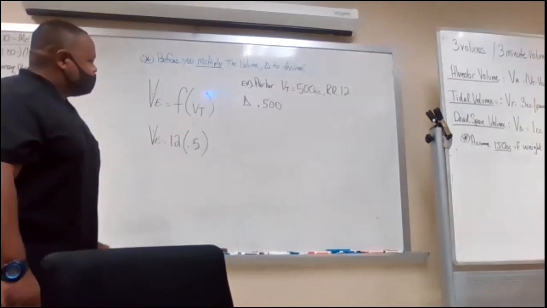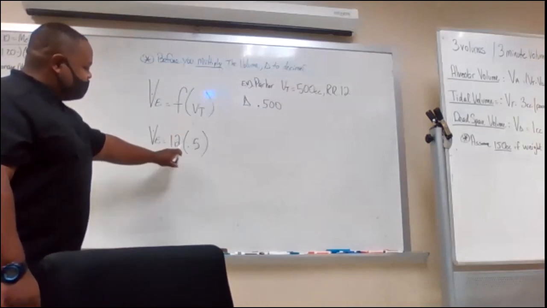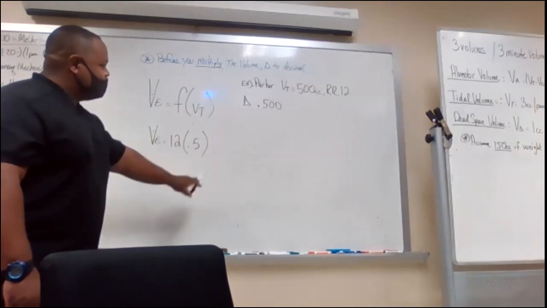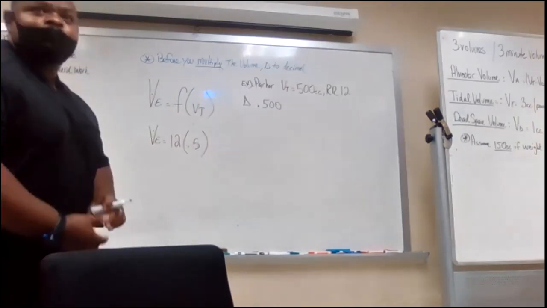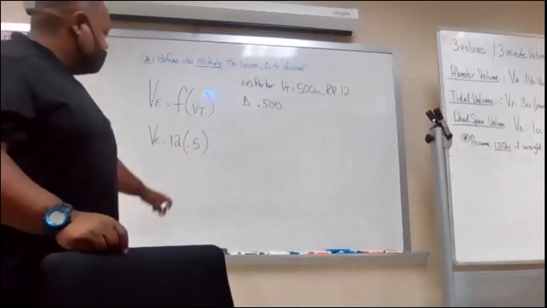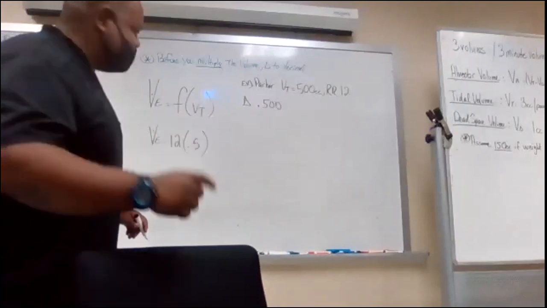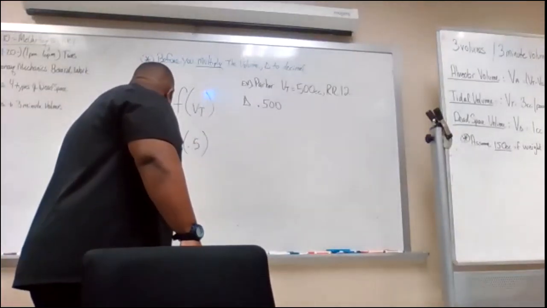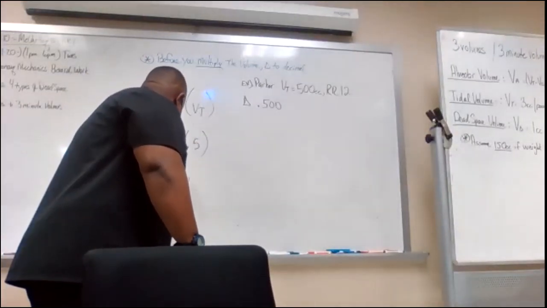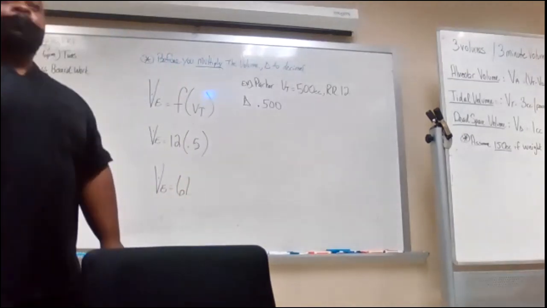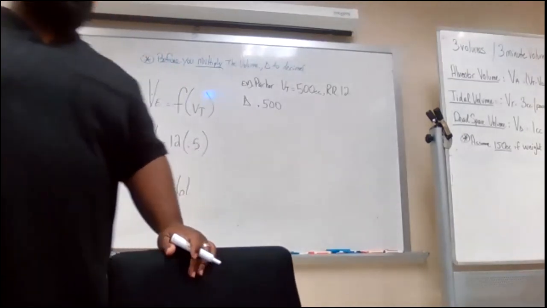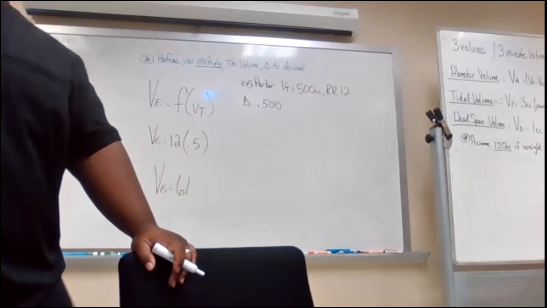Frequency is the respiratory rate. Breathing 12 times a minute at 500 milliliters, or 0.5 liters. So 12 times 0.5 is what? 6. So the answer is a minute ventilation of 6 liters. If not, you would have got 6,000 and you would have had to say that's 6 liters. Right?